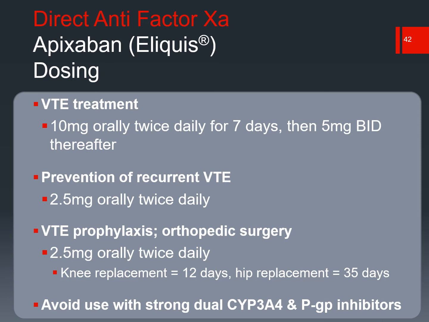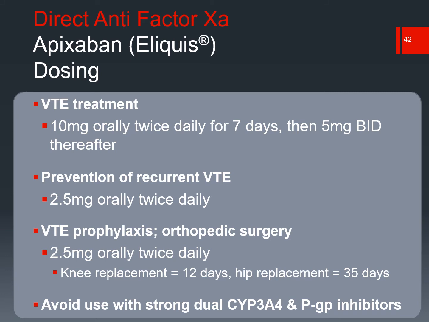So we have an initial boosted dose for the first 7 days and then maintenance dose at 5 milligrams twice daily thereafter for the full indicated anticoagulation dosing. They did reduce the doses recently for prevention of recurrent VTE. So this would be after the patient receives at least 6 months of therapy using the initial VTE treatment dosing.